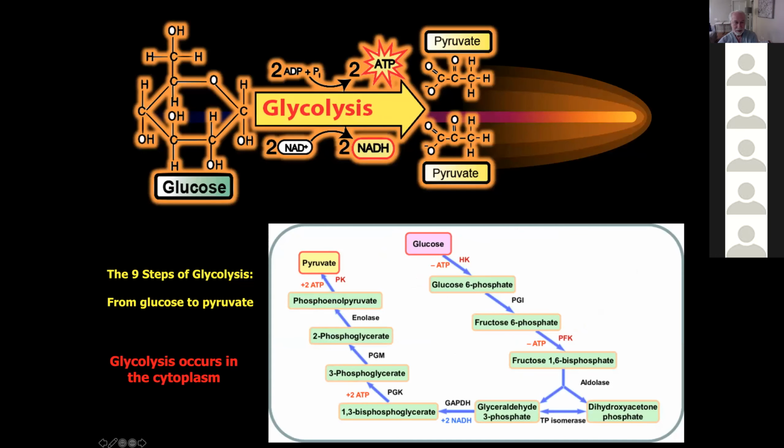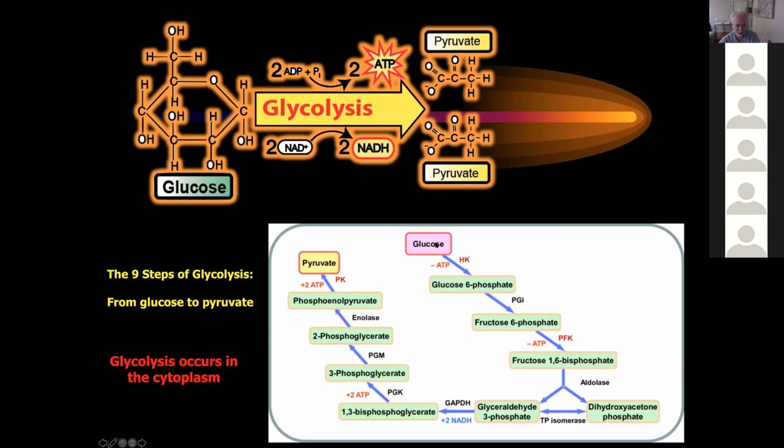Let's go back to glycolysis. I've showed you this before, but glycolysis is usually represented as a one-step process. One glucose molecule, which is a 6-carbon molecule, is converted into 2 pyruvates, each of which is a 3-carbon molecule. Well, in fact, it's much more complicated than that.